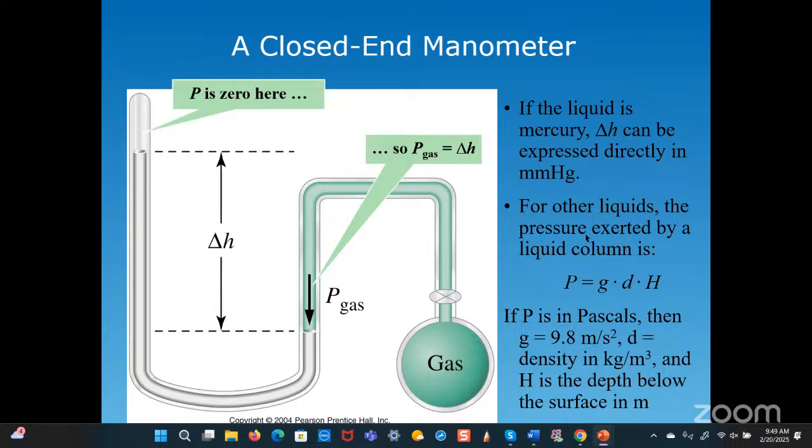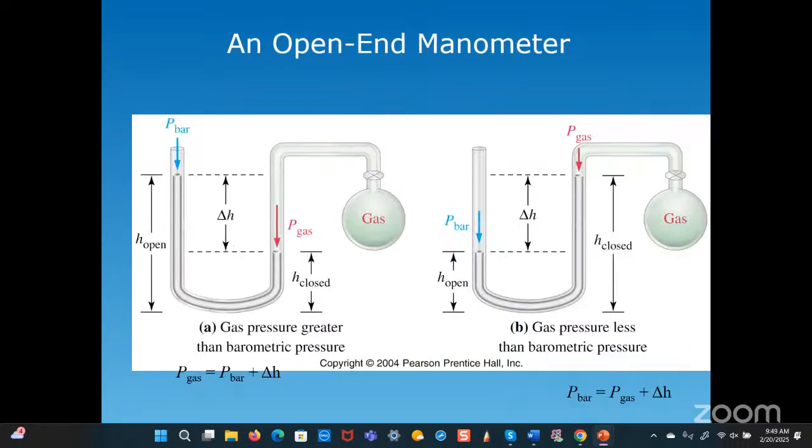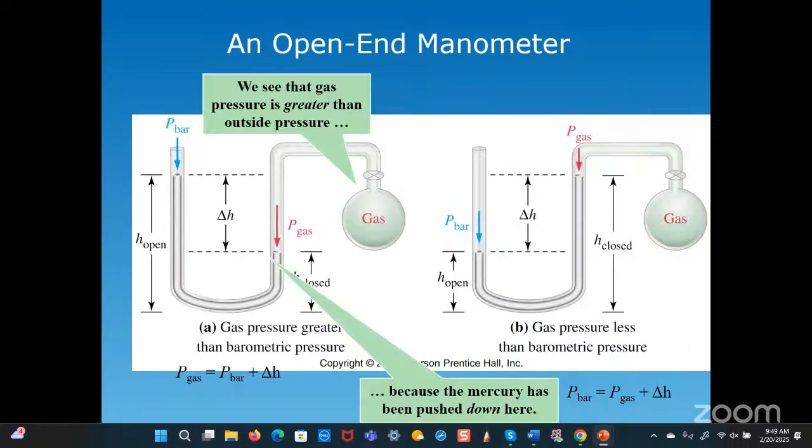Now, in the case of an open end manometer, as shown here, the difference is that this end is now open to the atmosphere. There are a couple of things that you have to take into account. The determination of the pressure of the gas won't be as straightforward as in the case of the closed end. So here we have two situations. In this situation here, the mercury level on the open end is at a higher level compared to the mercury level down here.